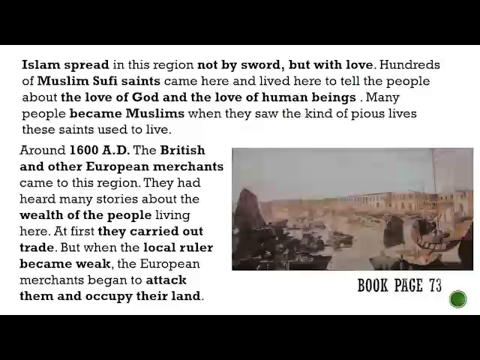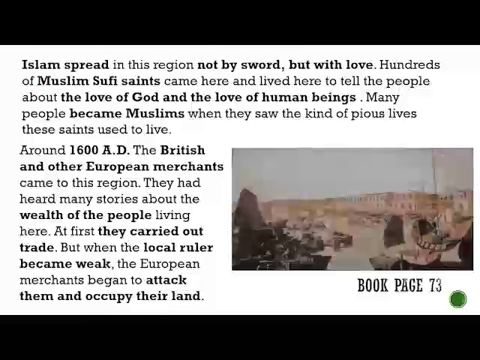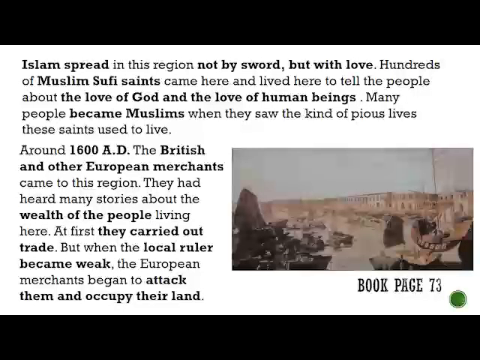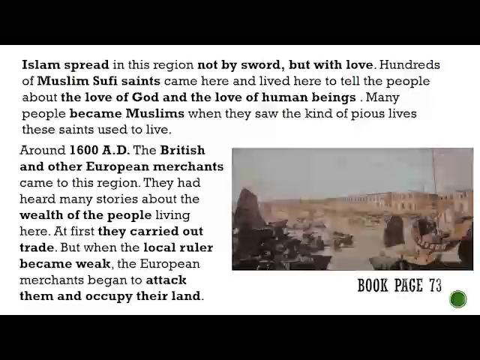Many people became Muslims when they saw the kind of pious lives these saints used to live. तो उन saints की life से मुतासिर होके they became Muslims. So nobody came from outside except those Sufi saints and some Muslims, but lots of people from India जो उधर के ही रहने वाले थे, they converted to Islam. वो मुसलमान हो गए थे.